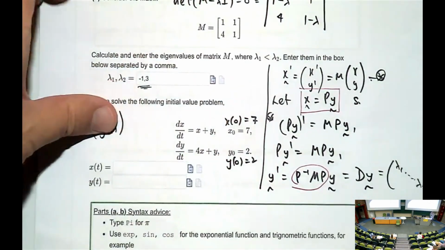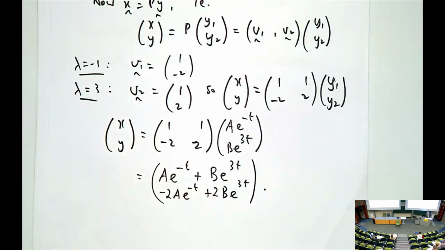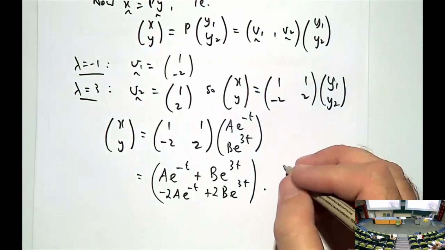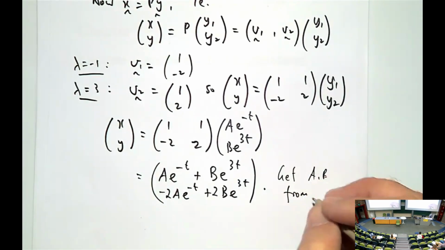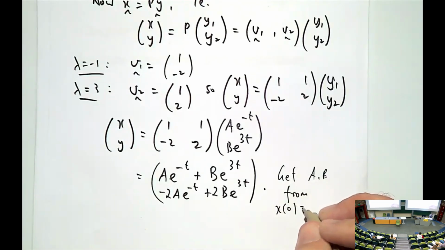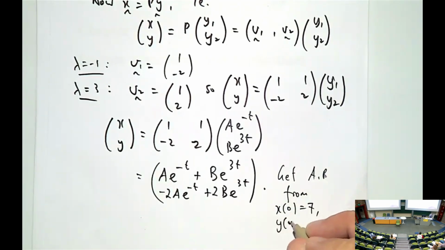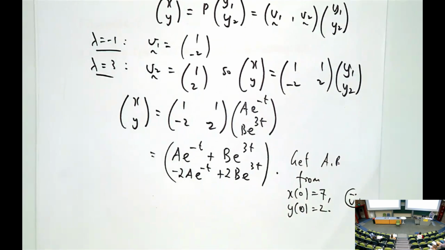You basically sub in t equals 0 in here, and you set them equal to, what is it, 7 and 2 or something. I won't do that because it's simultaneous equations, I can't be bothered.